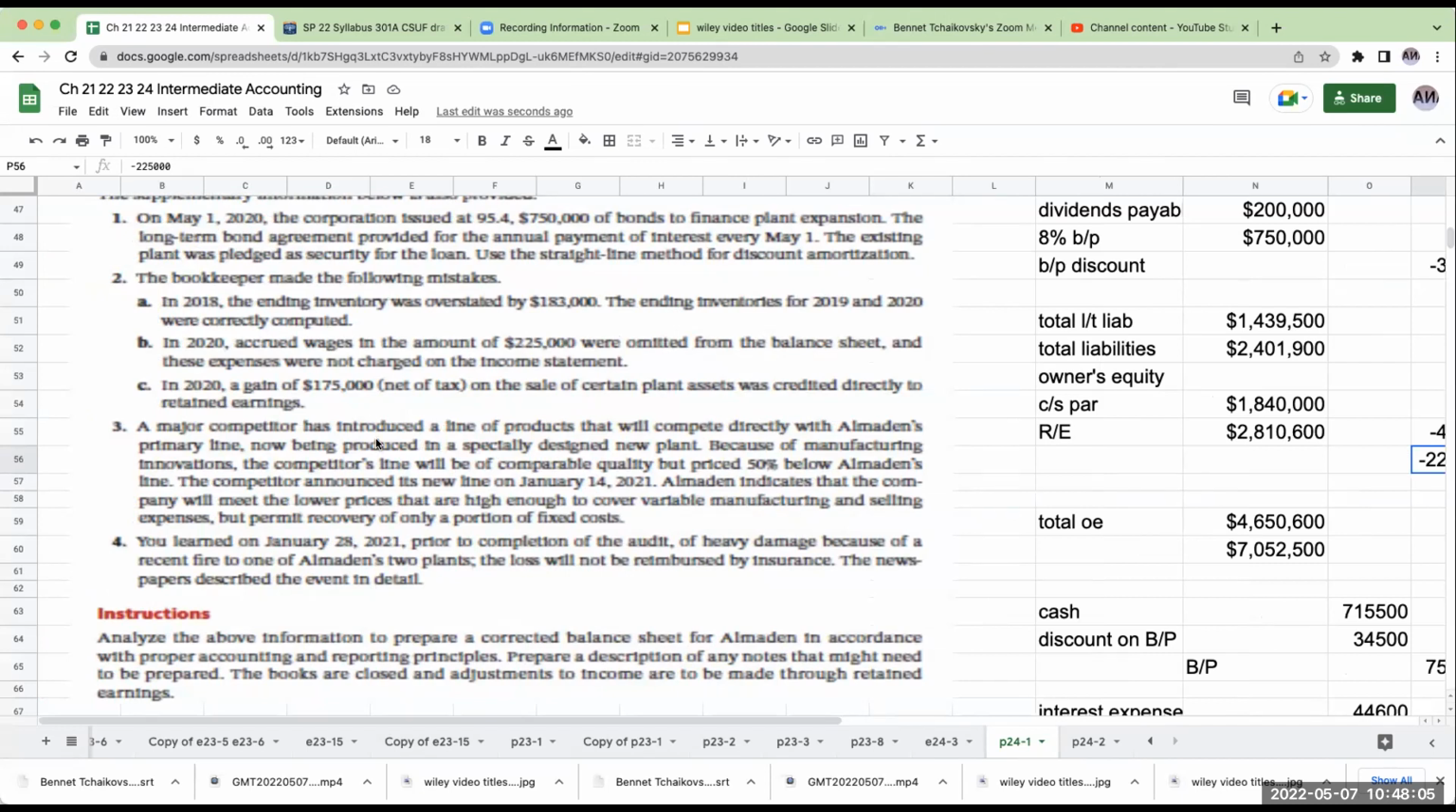Okay. Now, number 3, a major competitor has introduced a line of products that will compete directly with Almaden's primary line, now being produced in a specifically designed new plant. Because of manufacturing innovations, the competitor's line will be of comparable quality, but priced 50% below Almaden's line. The competitor announced its new line on January 14th, 2021. Almaden indicates that the company will meet the lower prices that are high enough to cover variable manufacturing and selling expenses, but permit coverage of only a portion of fixed costs.